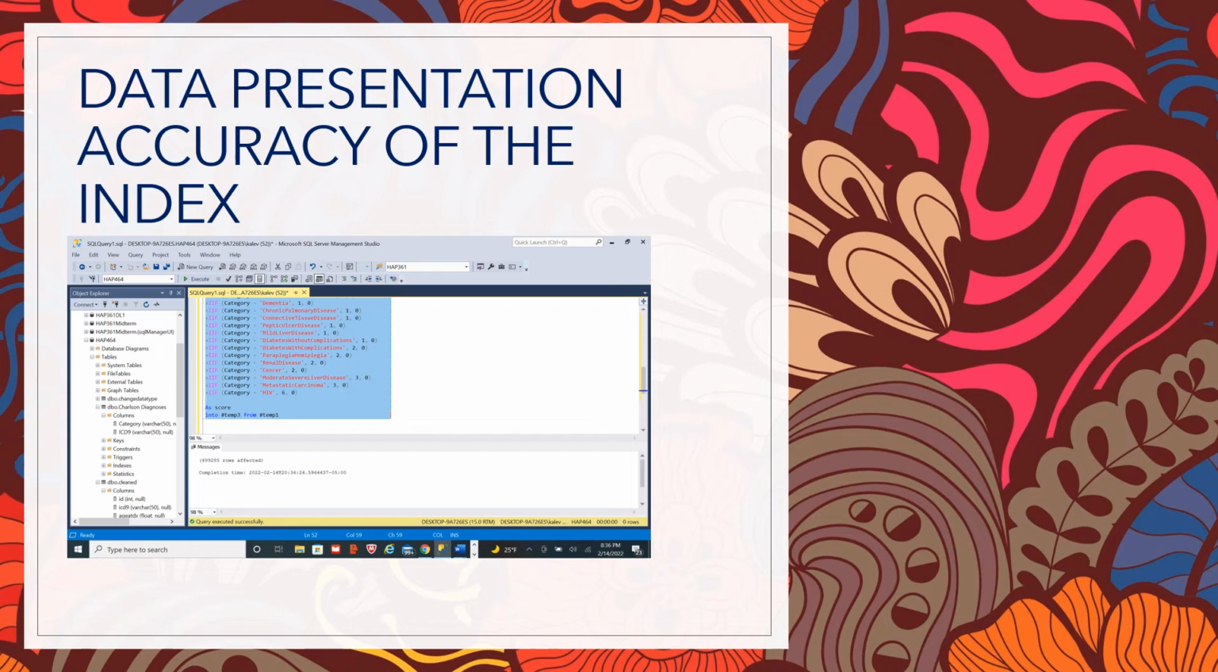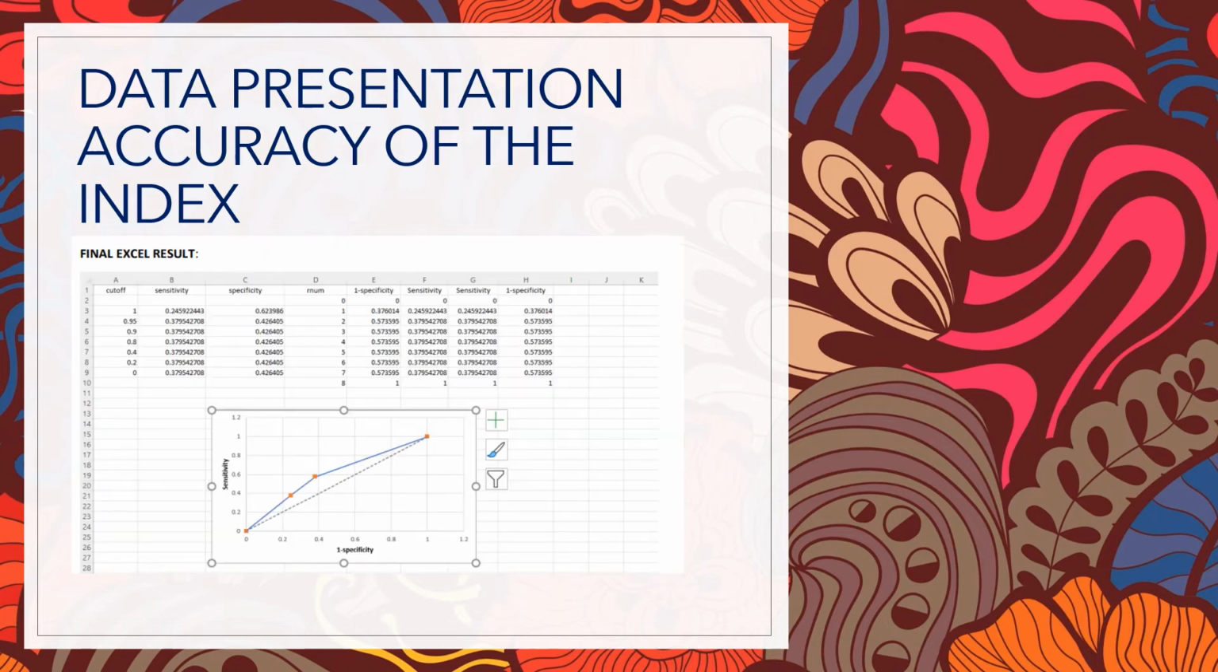The graph below shows the area under the curve of 0.5685, and it's pretty low. The area between the blue line and the gray dashed line is small, and it means lower accuracy. The closer the area is to 1, the more accurate is the index. In this case, it's not accurate.